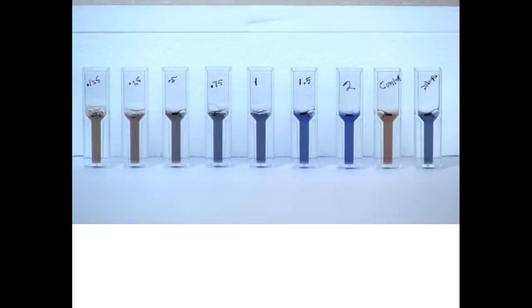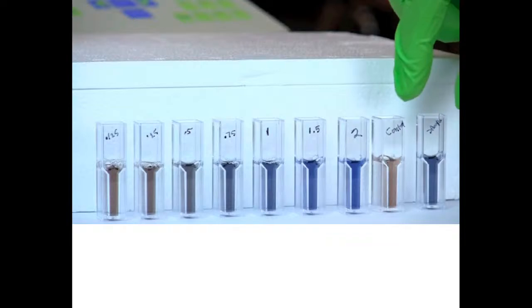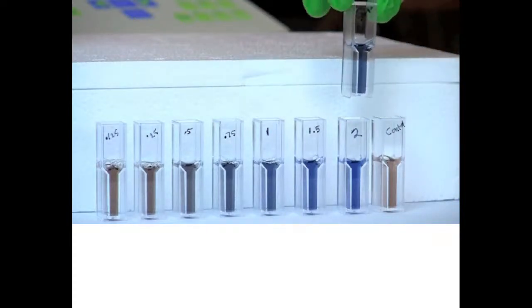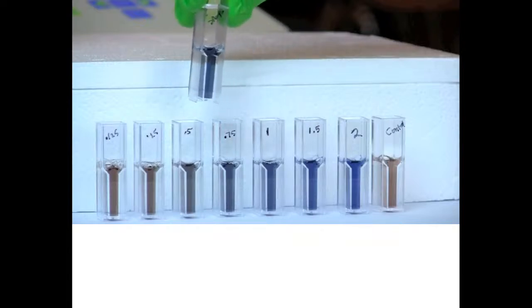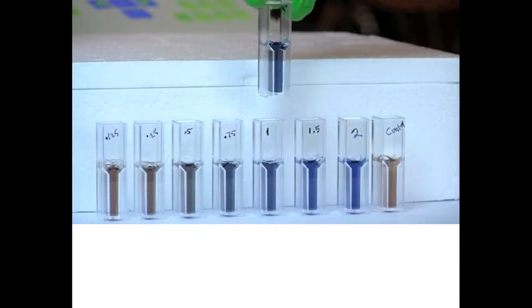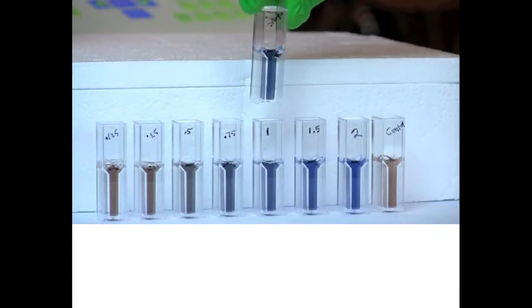After 5 minutes, visually compare the cuvette containing the milk sample to the cuvettes containing the protein standards. Determine the standard that most closely matches the color of the milk sample, and estimate the protein concentration of the milk sample based upon the visual comparison.